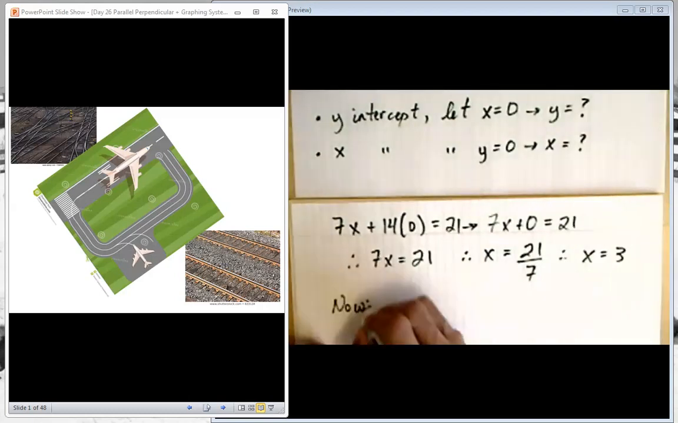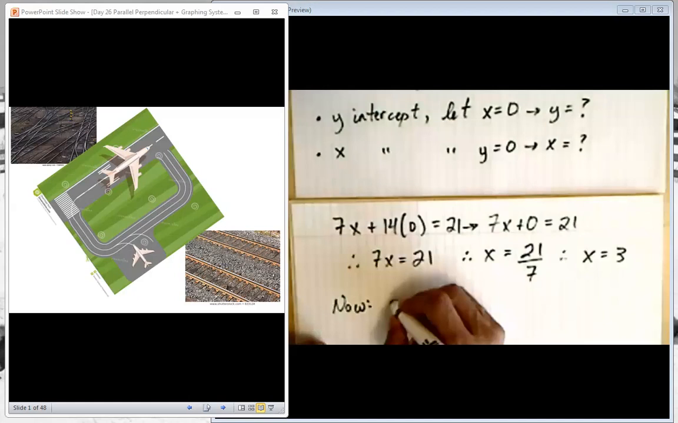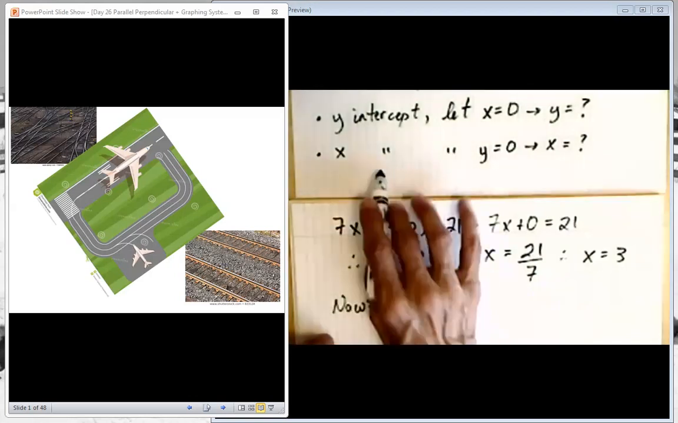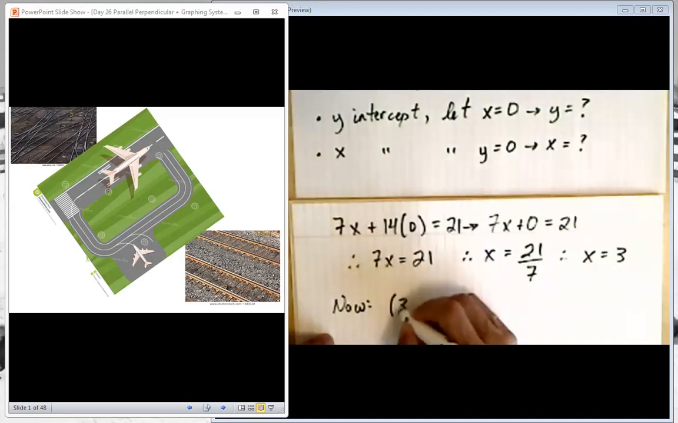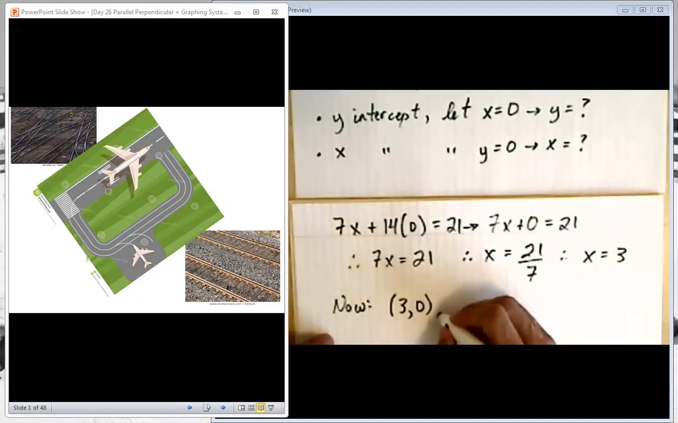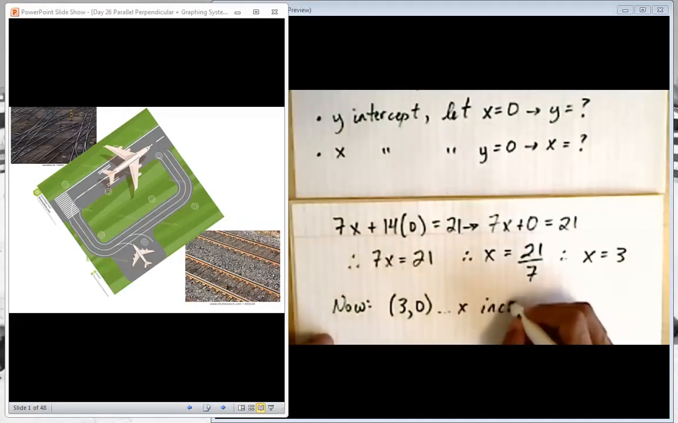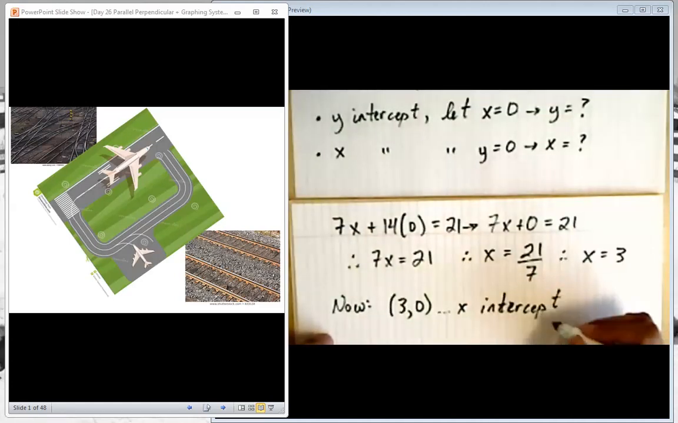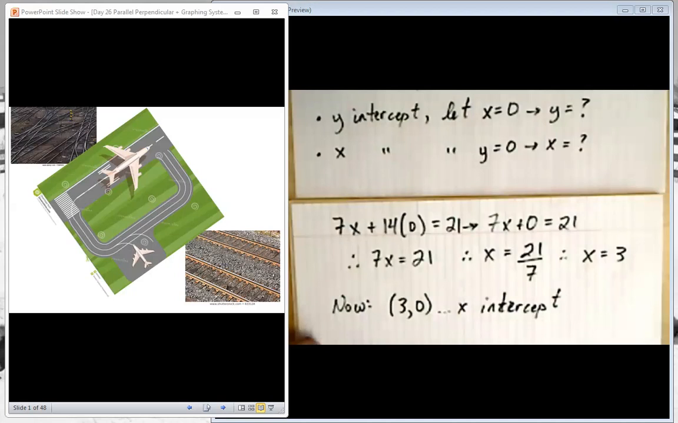And so now, what do we know? We're looking for a point. That's what the x-intercept is. 3 for the x, 0 for the y. This is now the x-intercept. Intercept like that. True, true. So that answers the question. So up to that point, anyone need some help? No? Okay.